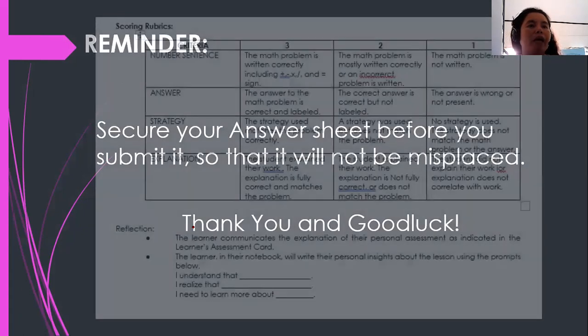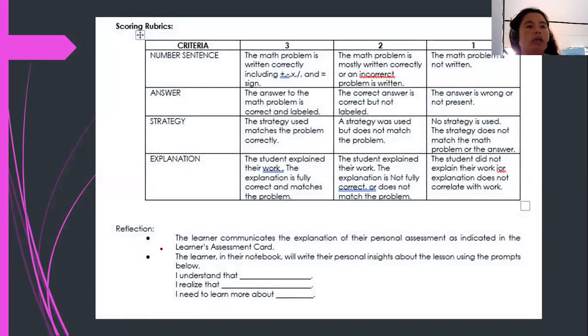And for the reflection, on the other answer sheet, answer the reflection. The learner communicates the explanation of their personal assessment as indicated in the learner assessment card. The learner in their notebook or answer sheet will write their personal insights about the lesson using the prompts below. I understand that. I realize that. I need to learn more about.